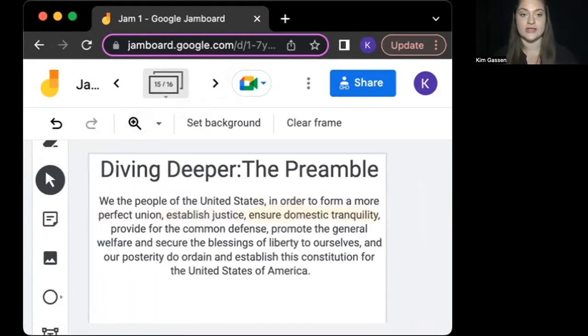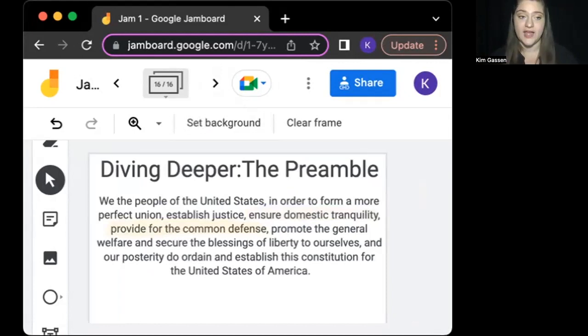Ensure domestic tranquility. Does anyone have any guesses as to what the founding fathers meant by this? With this, they mean they want the states to get along. We want everyone to be a little bit more relaxed with each other. Part of this version of the Constitution's goal is to help domestic relations, aka within the US, referencing the states. They want everyone to get along a little bit better. So that's part of what they're trying to do.